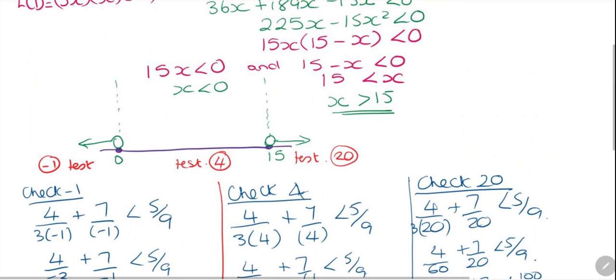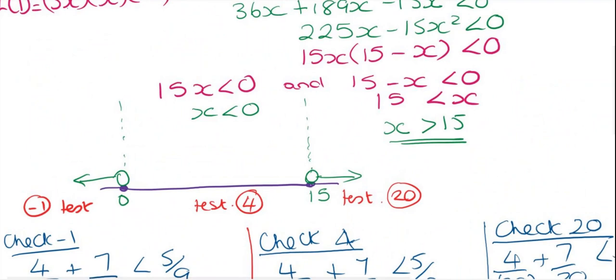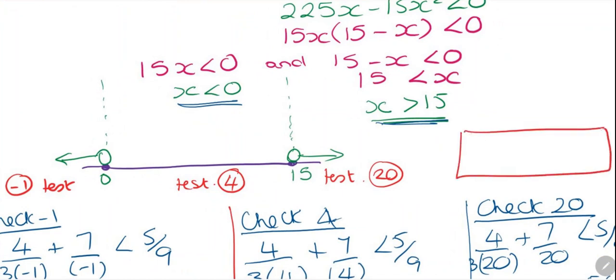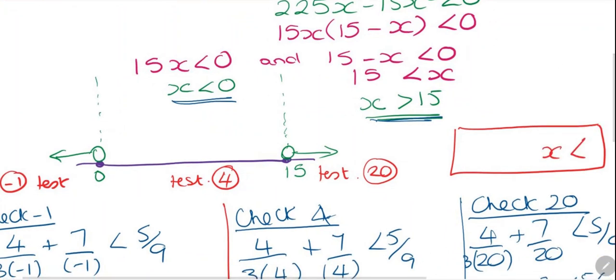So we can say that we have proved that x is less than 0. And we can say that x is greater than 15. So we need to write this. So we can write it by here. So we said x is less than 0 and x is greater than 15.